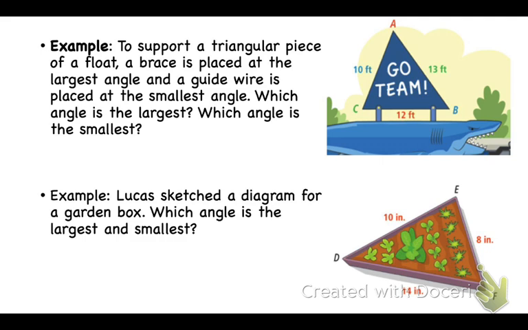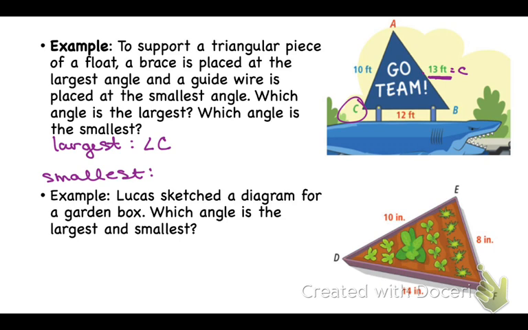So we need the largest and the smallest. And on my paper, I write largest, smallest. So the largest angle is going to be across from the longest side. So what's the longest side? C. Well, 13, so that's side C, yes, is across from what angle? Angle C. Sides and angles go across from each other, right?